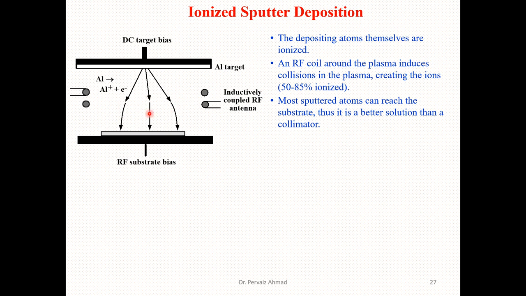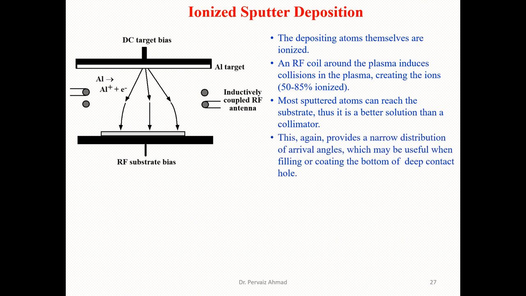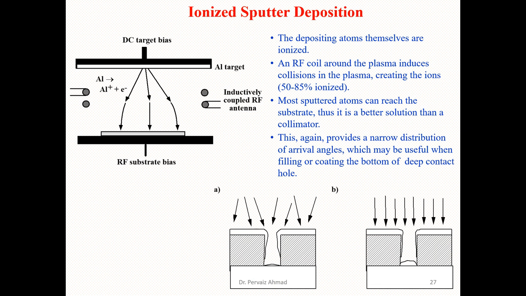This is why we say that this kind of technique is much better than the collimator one, because in this way we can have an increased deposition rate. This also provides a narrow distribution of arrival angles, which may be useful when filling or coating the bottom of deep contact holes.